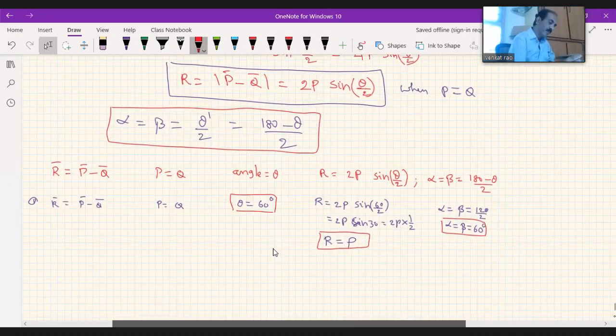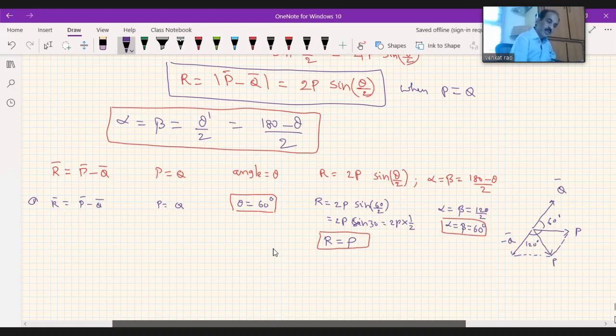I will also draw the diagram. This is P, this is Q, this is minus Q bar, so this is 60, this will be 120, this is R bar, alpha. This total angle is 120.